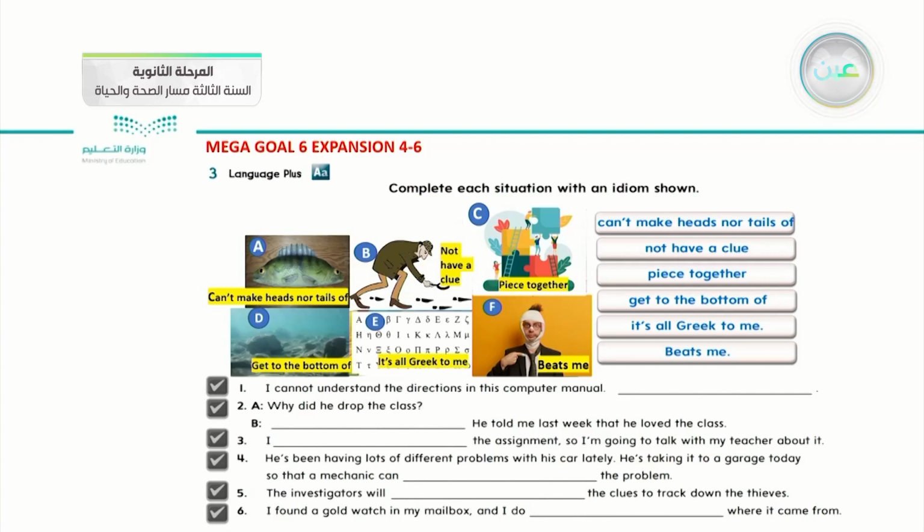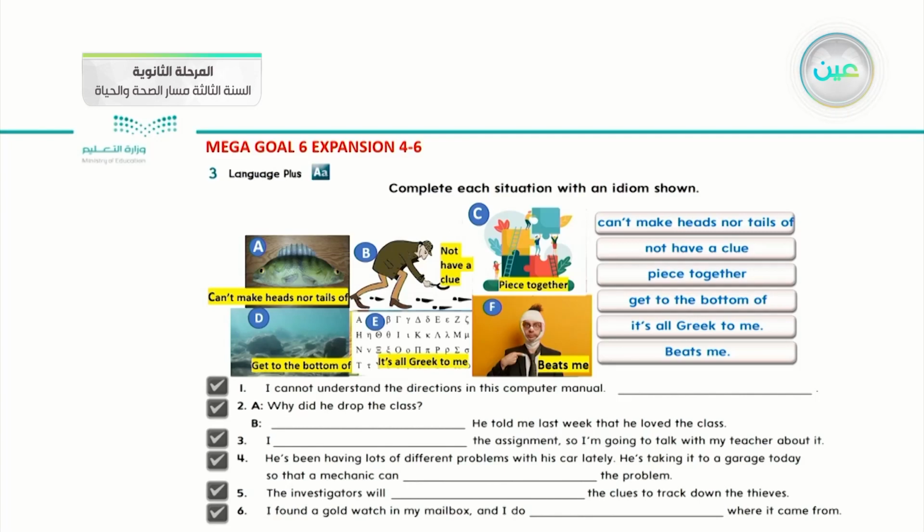Okay, after that we have some sentences or idioms. Exactly, we should apply those idioms with a suitable sentence below that question. Let's discuss it. Can't make heads nor tails of belongs to letter A. Not have a clue, that's what we talked about, belongs to B. Piece together belongs to C. And get to the bottom of belongs to D. It's all Greek to me belongs to E. And the last one, pets me, belongs to F. Okay, let's begin to apply it.